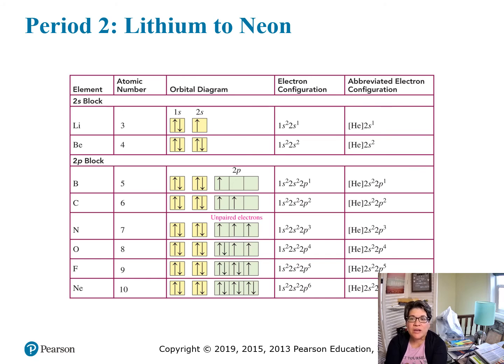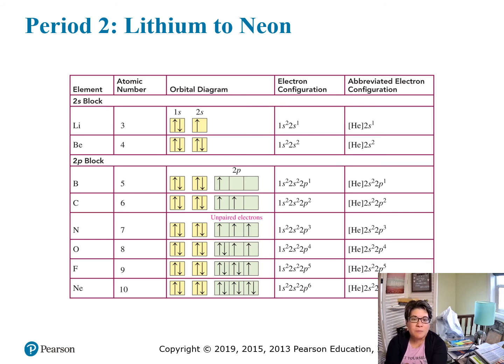This is the orbital diagram, electron configuration, and then this is the abbreviated noble gas configuration, where instead of writing this part, we just write the last one, which is helium. So we put that in brackets, and then we write the rest of it. And that'll make more sense when we go with bigger ones.